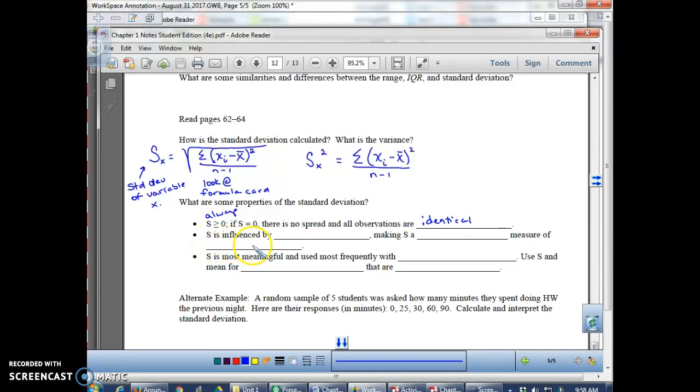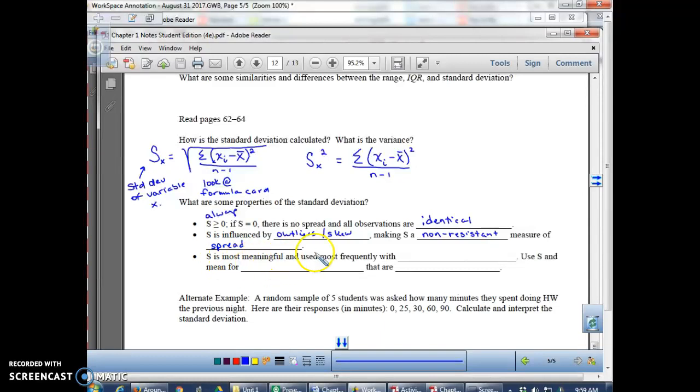So S is influenced by outliers and skew. We already talked about that. Making S a non-resistant, that's what we call it, measure of spread. So it sounds like it has a lot of weaknesses. When do we use it? Is it important? It actually is very important, and we'll actually use S a lot this year.